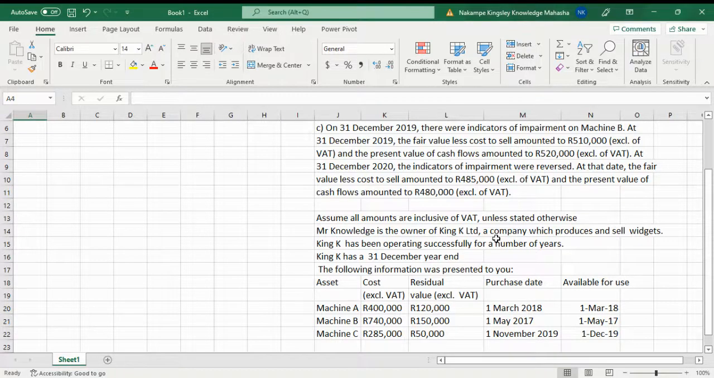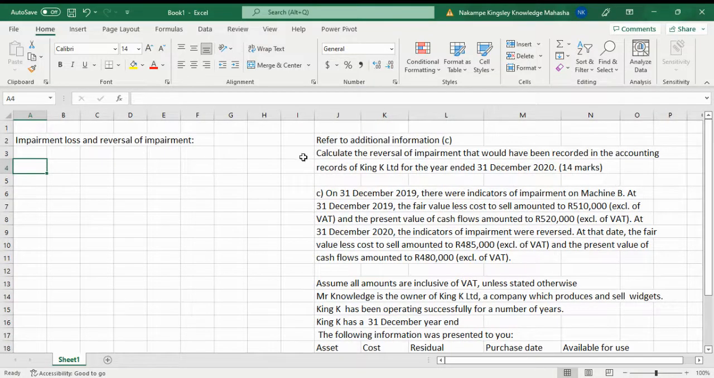Mr. Knowledge is the owner of King K Ltd, a company which produces and sells widgets. King K has been operating successfully for a number of years, and King K has a 31st December year end. The following information was presented to you. We have three assets: machine A, machine B, and machine C. Let's then go to our required. Required says refer to information C. I didn't put out all the information that was given here. I only took information C.